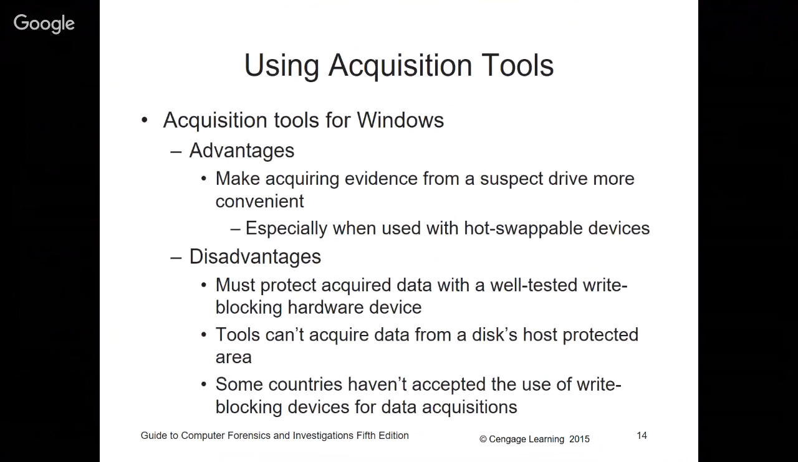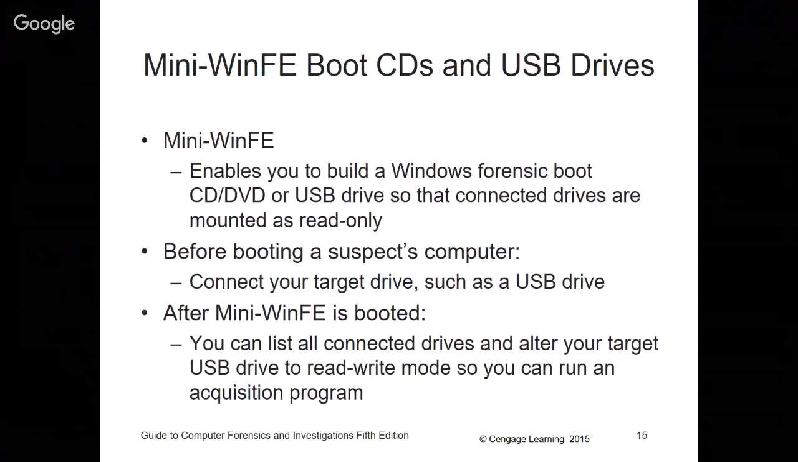So the advantage of using it for Windows is it's just more convenient. It's more in use and is used with hot swappable. Disadvantage is you have to write protect that data. You really have to write protect that data. Tools can acquire a disk from a disk's host protected area, and some countries haven't accepted the use of write protecting devices or write blocking devices.